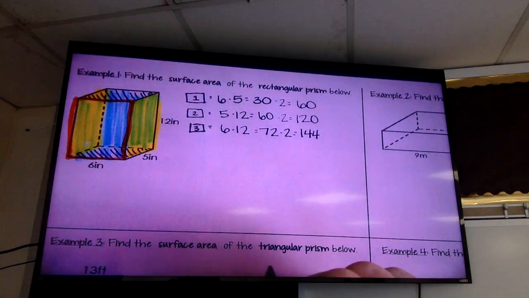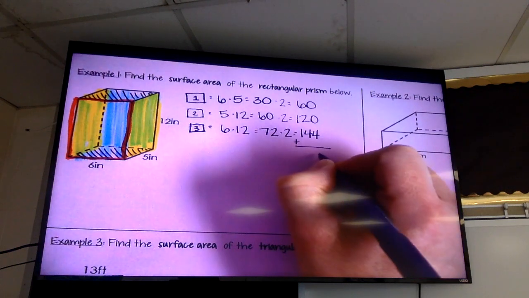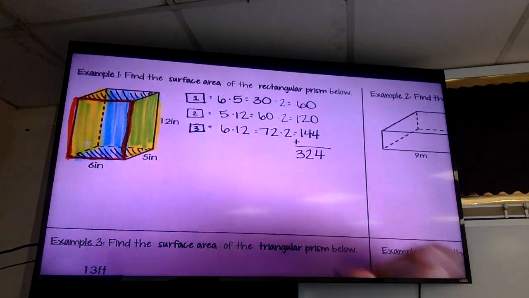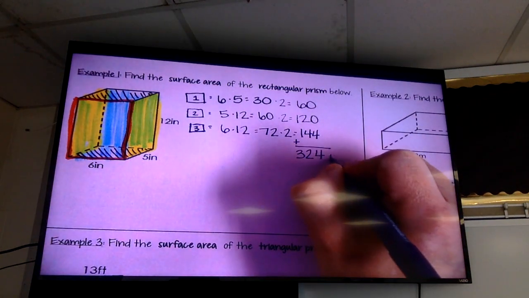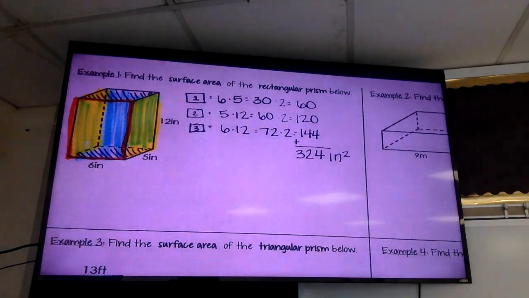Now, I want to find the total surface area. So I'm going to add them all together as my last step. When I add them all together, I get 324. And this is surface area, so I still have square inches.